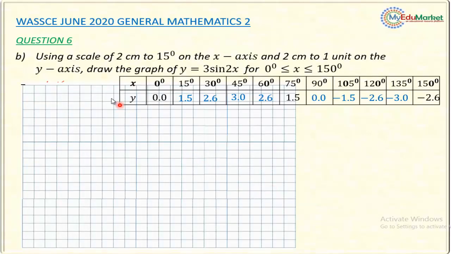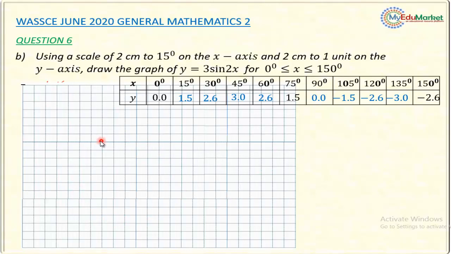Question B says, using the scale of 2 cm to 15 degrees on the x-axis and 2 cm to 1 unit on the y-axis, draw the graph of y equals 3 sine 2x for range of values from 0 to 150. This is the table I have just completed. So this is my graph paper or my graph sheet.